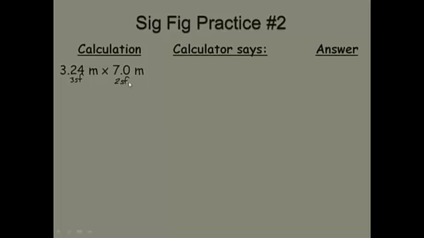So the least precise measurement is 2 significant figures. If we plug this into our calculator, we get this for an answer. We can only have 2 sig figs in our answer, but we have to look at that next digit for rounding. Since it's greater than 5, we're going to round up. Our answer is going to be 23.